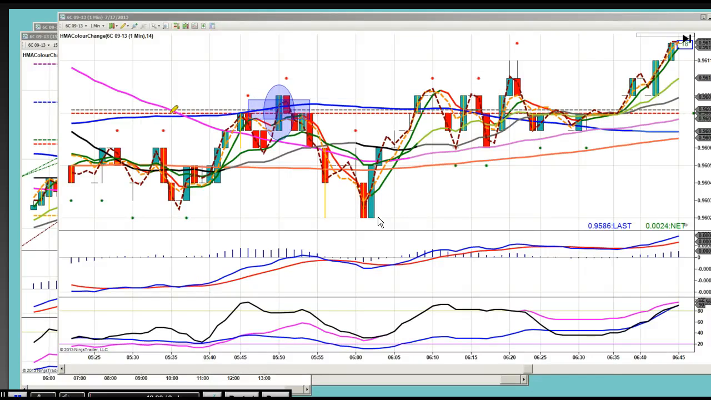However, when it comes to the pivots, support and resistance information, if you do not know the rules of support and resistance, you will get faked out. And if we can see here, look at the 13. Does the 13 look like it's about to cross that PP pivot, the red pivot? No. So we come and look over here.